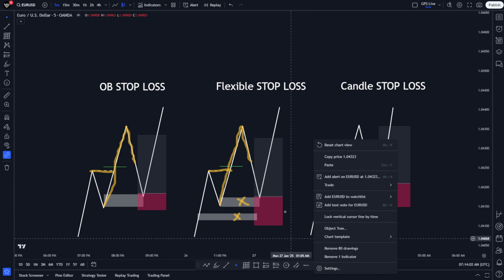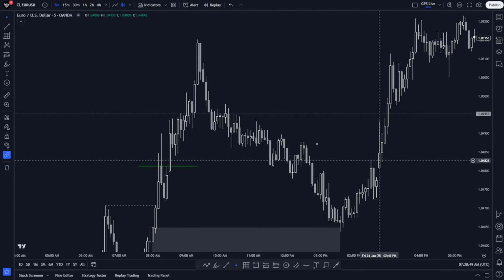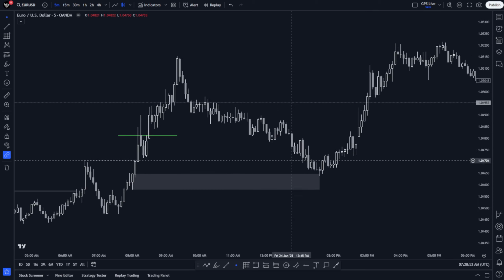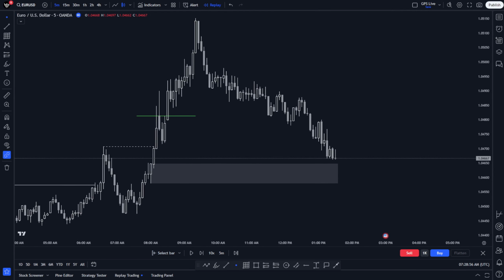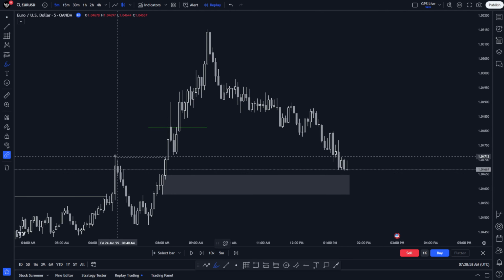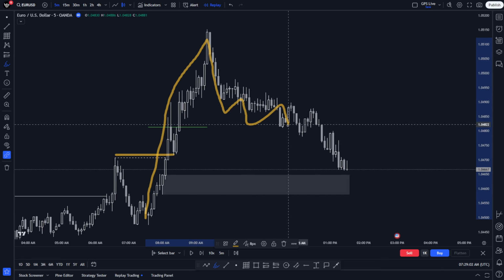So now let's look at the live market examples on how to use all of them. Okay, so now let's use this structure, and I'll use the replay button to explain this in detail. So the same thing once again, we get a minor BOS, the price goes up, proceeds to give us a retracement about to mitigate our POI, which is our order block.